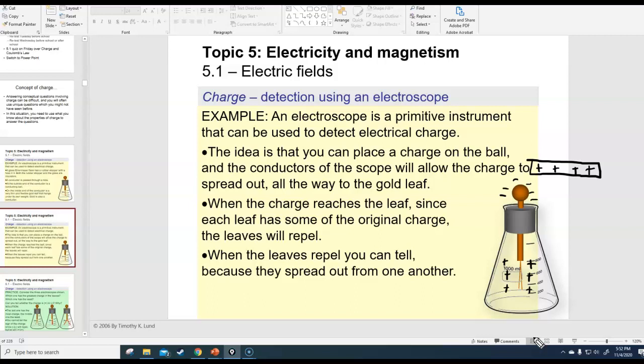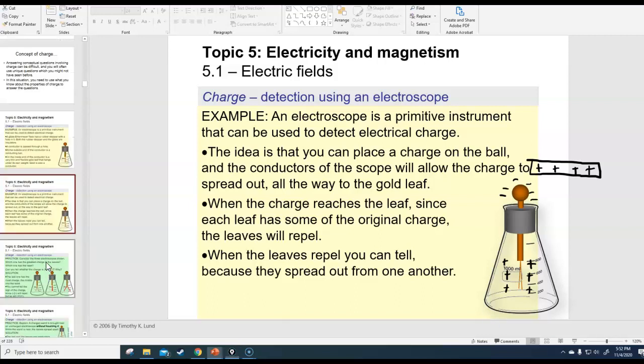So what happens is these metal leaves at the bottom both become positively charged, and those leaves are going to repel because positive and positive repel. If you do this experiment, you can actually see the leaves spread apart, and so this device is used to measure the existence of electrical charge. The more charge you have, the more the leaves repel apart, because the forces between the leaves are greater. And on the next slide, you can see what this looks like.